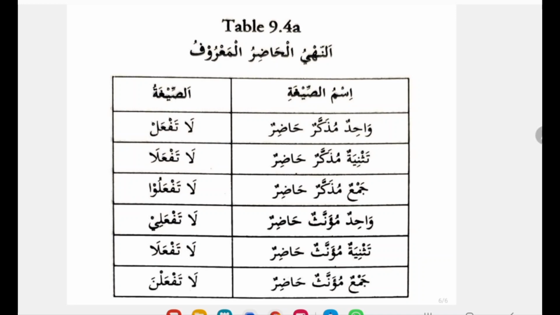I'll end the video by giving you some examples of nahi. Let's take the same example we used in amr. For example, you want to say, do not open. So first you're going to take the al-fi'l al-mudari' al-hadir of second person of opening, which is taftahu.